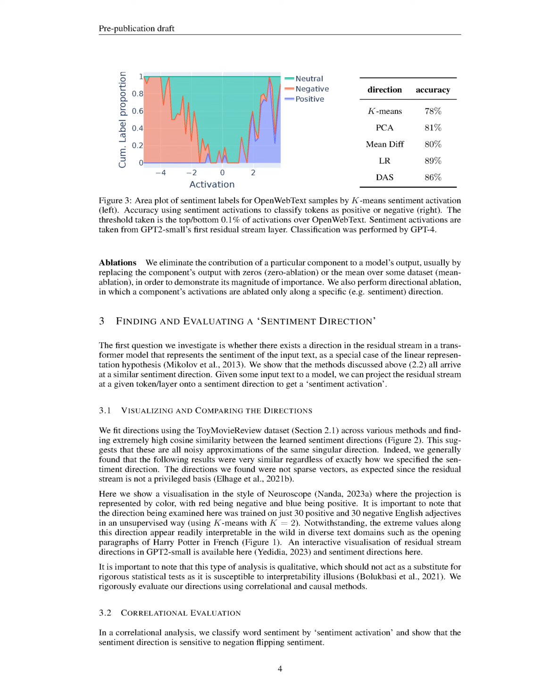Activation patching and directional activation patching are techniques used to determine the relative importance of different components in a model. Ablations are performed to assess the magnitude of importance of specific components. The existence of a sentiment direction in the residual stream of a transformer model is investigated, and it is found that different methods yield similar sentiment directions.